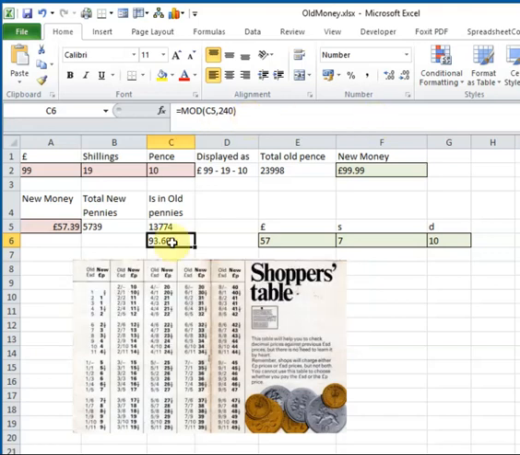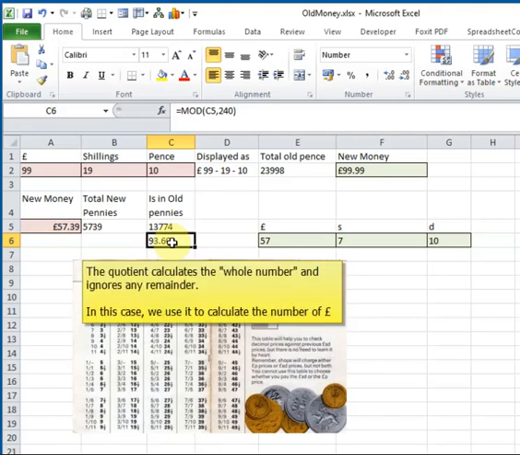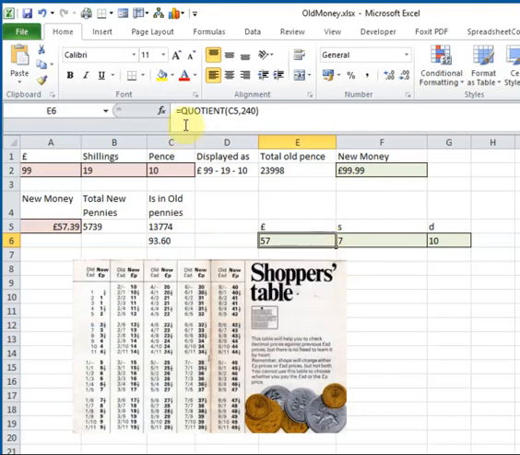The other side of the coin, if you'll pardon the pun, is the quotient function. This returns the whole number part of the division and it leaves out the remainder part. So in the example that we've just given of 13774 pennies being divided by 240, this would return 57. And you can see the formula is very similar, equals quotient, open brackets, C5, comma, 240, which is the number of pennies, and close brackets. And this has come out at 57.